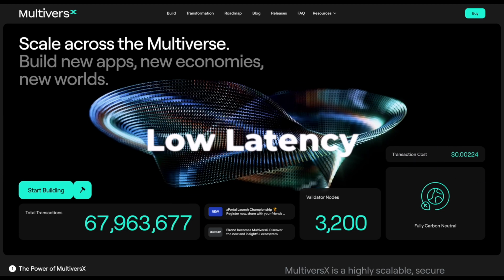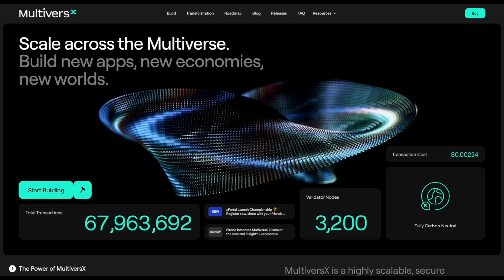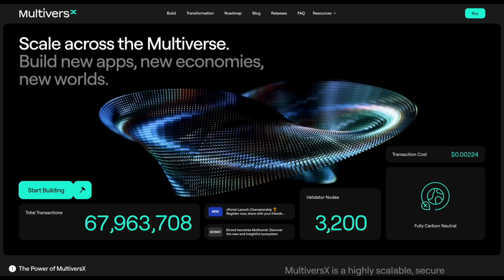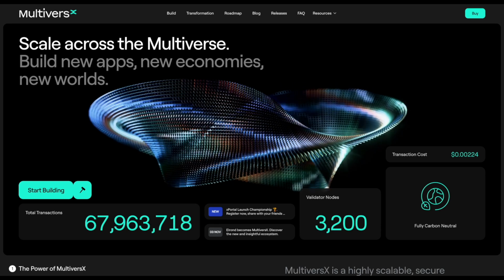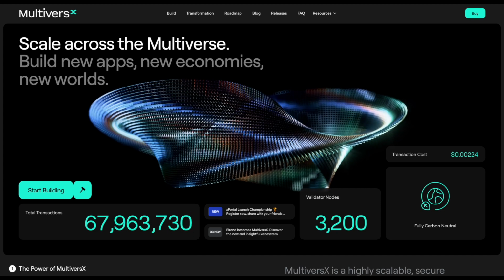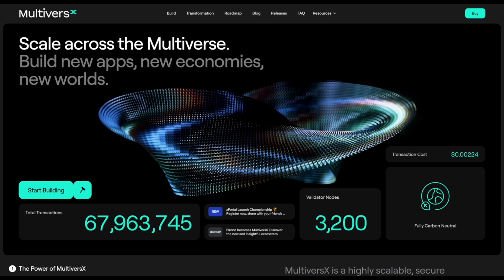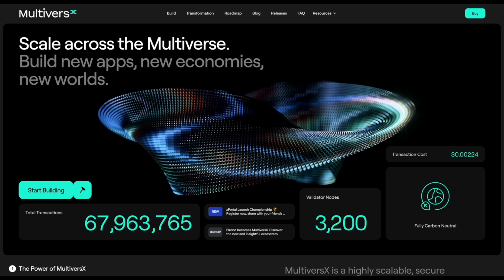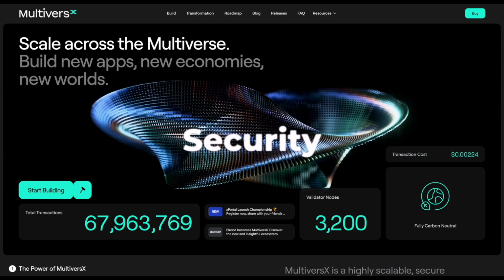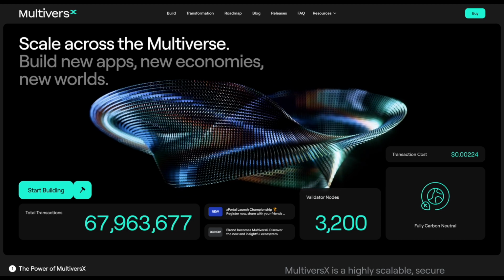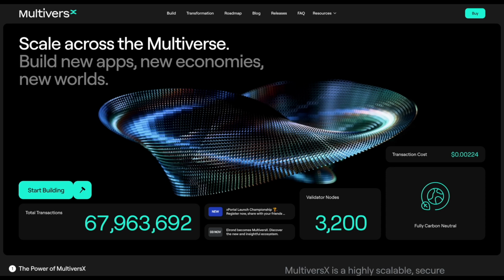Low latency. With its high throughput, MultiversX can process transactions in a few milliseconds, which is much faster than other blockchain platforms. Low energy consumption. As a result of its high performance, MultiversX is able to use significantly less energy than other blockchains, making it more environmentally friendly. Security. MultiversX uses a secure, proof-of-stake consensus mechanism that helps to protect the network from malicious actors.